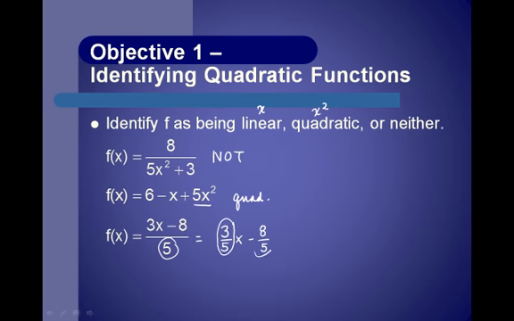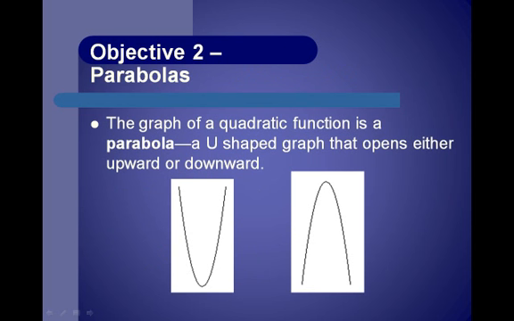And the last one, f of x equals 6x to the third plus 2x squared minus 7x minus 9. Even though it has an x term and an x squared term, those are not the highest power. This one has the highest power of 3, so it is of degree 3, so that is neither. It's not linear and it's not quadratic.